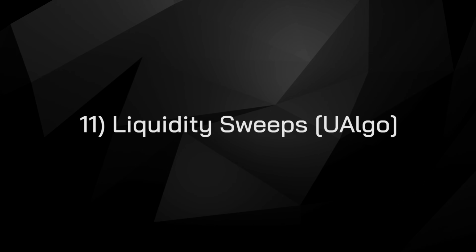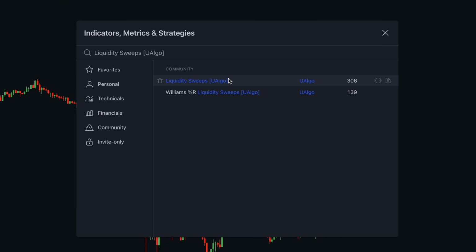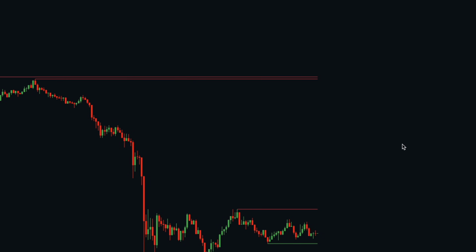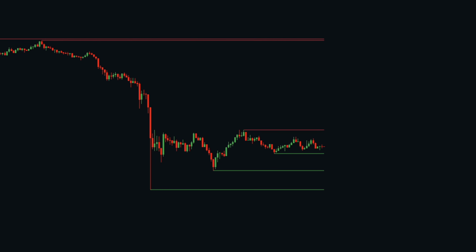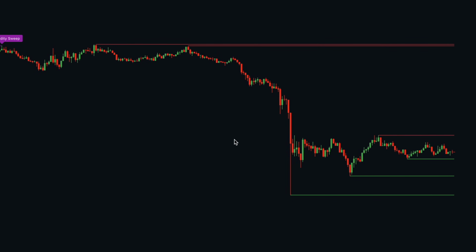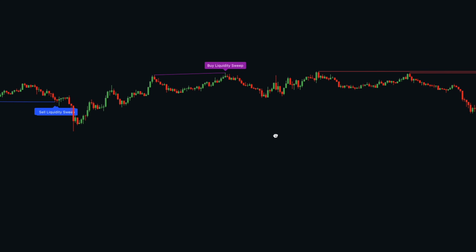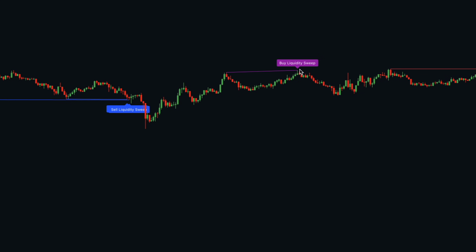This tool is similar to the previous one, however it does have a few differences. It's called Liquidity Sweeps by Algo. Just like Algo's script, this tool aims to identify and visualize potential liquidity sweeps in the market, assisting traders in spotting significant price levels where liquidity may be targeted by large orders.